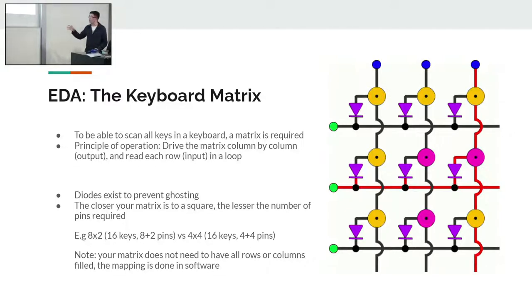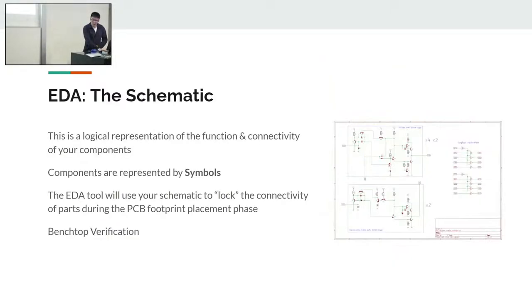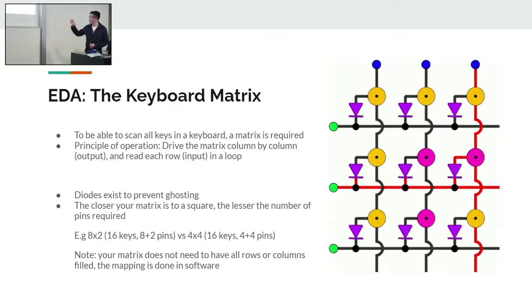matrix is to a square, the less number of inputs that you require. So for example, in a 16 key matrix, if you take an 8x2 rectangle versus a 4x4 square, the number of pins that are required for the square is lesser than the rectangle. Okay, so before I go on, your matrix can have holes in them. This is totally fine because your key mapping can be done in your software.